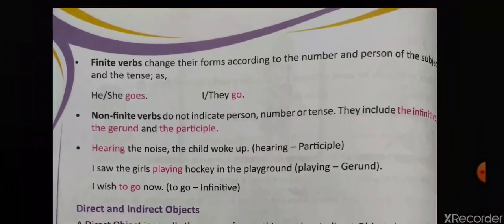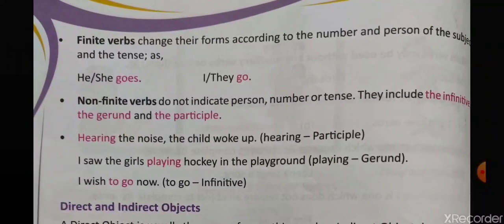Now we have to talk about finite verbs and non-finite verbs. Finite verbs change their forms according to the number and the person of the subject and the tenses, as in he or she goes, I or they go. So in this, if the subject is singular, the verb form is different from when the subject is plural. That is why with he and she they have used goes, and with I and they have used go.